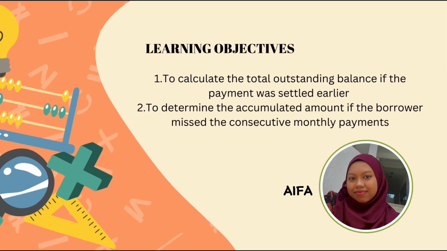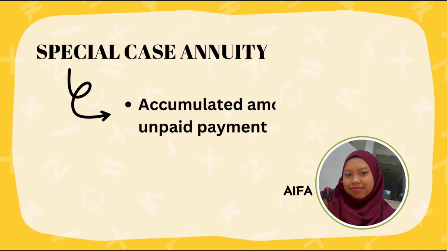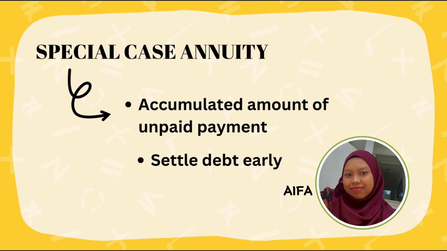Special case in annuity. Our learning objective is to calculate the total outstanding balance if the payment was settled earlier and to determine the accumulated amount if the borrower missed the consecutive monthly payment. There are two types of special case in annuity. First, accumulated amount of unpaid payment that usually happen when the borrower missed the consecutive monthly payment, and the second one is settled debt early that happens when the payment was settled earlier.